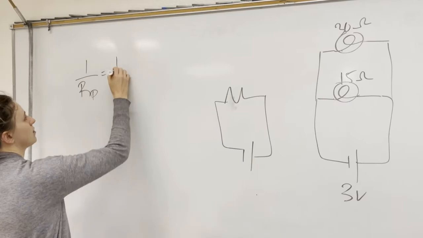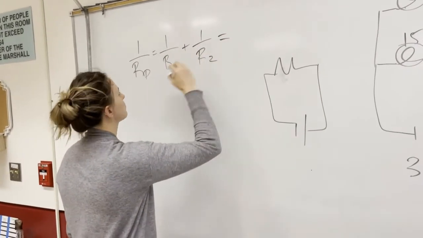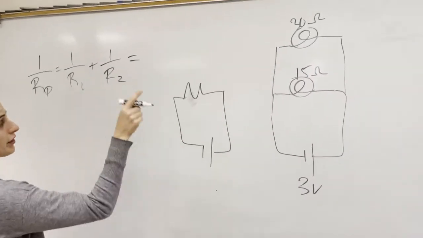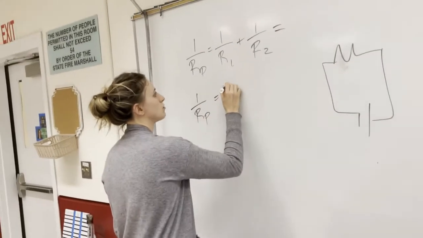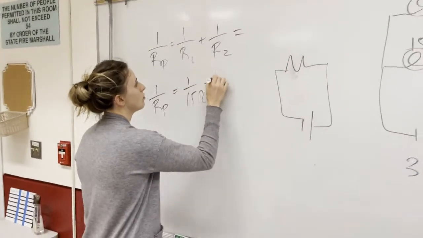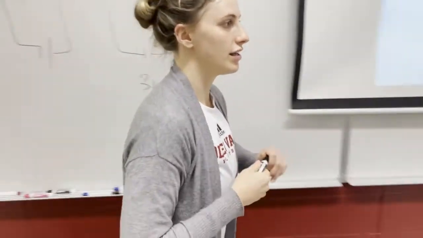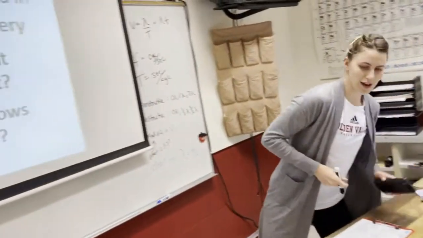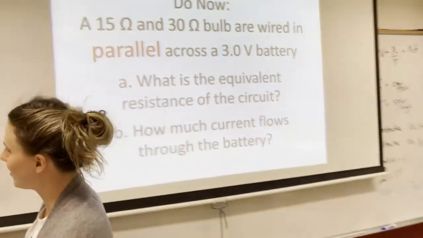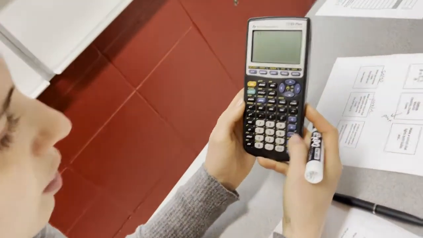So how do we figure this out? We use this equation, right? So we've got 15 and 30. So 1 over the equivalent resistance equals 1 over 15 ohms plus 1 over 30 ohms. Okay, so what was that trick, that button that we push? It's the x to the negative 1 button. 15 x to the negative 1 plus 30 x to the negative 1, and we get our answer.